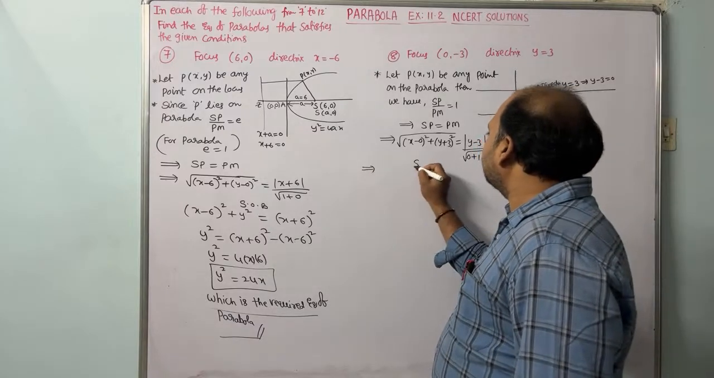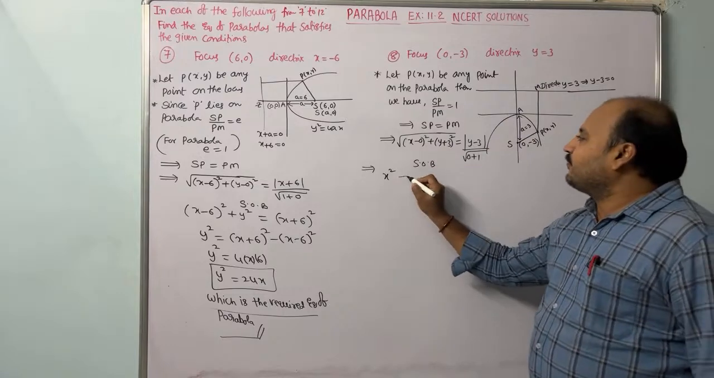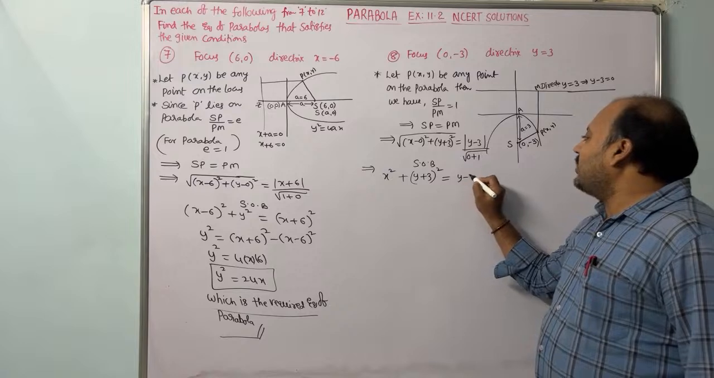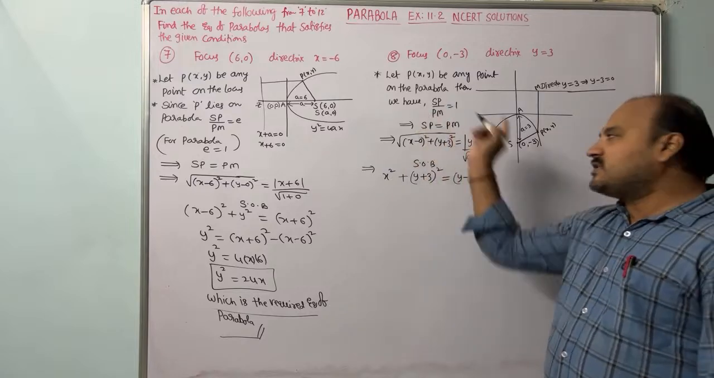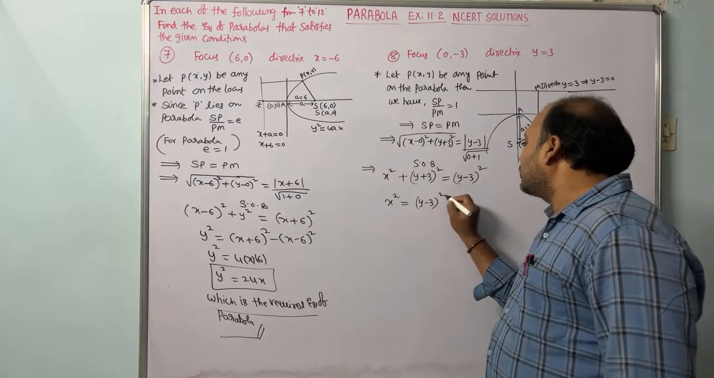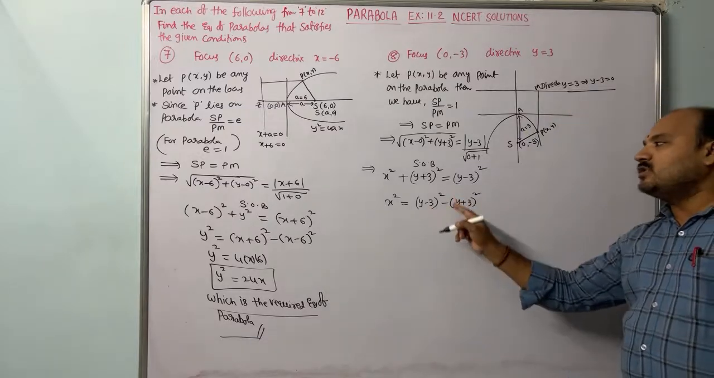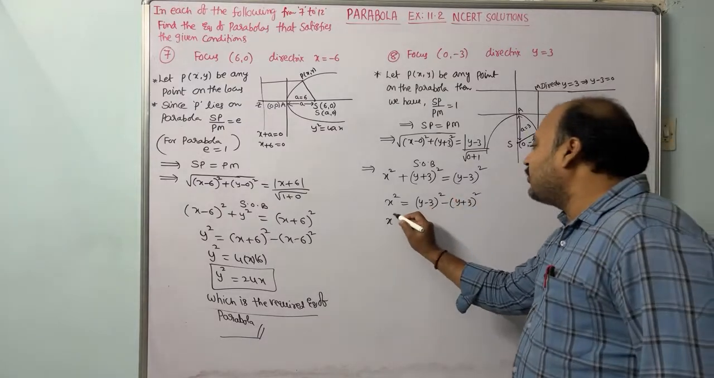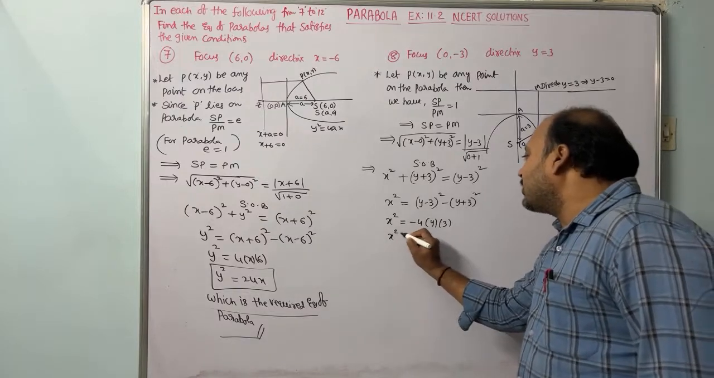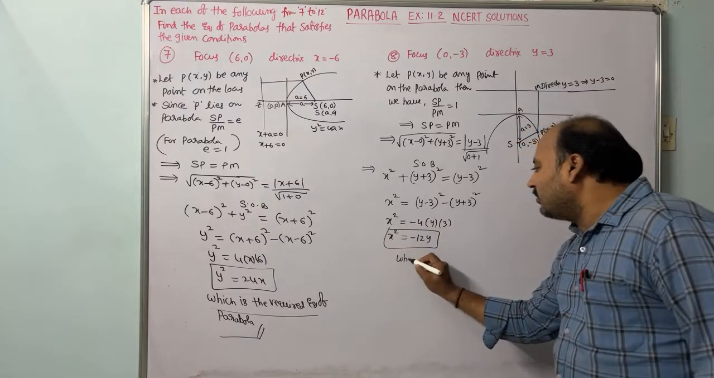Squaring on both sides, dear students. So (x minus 0) whole square is x square plus (y plus 3) whole square is equal to (y minus 3) whole square. So x square equal to (y minus 3) whole square minus (y plus 3) whole square. (a minus b) whole square minus (a plus b) whole square is minus 4ab. So minus 4 into y into 3. So x square equal to minus 12y, which is the required equation of parabola.